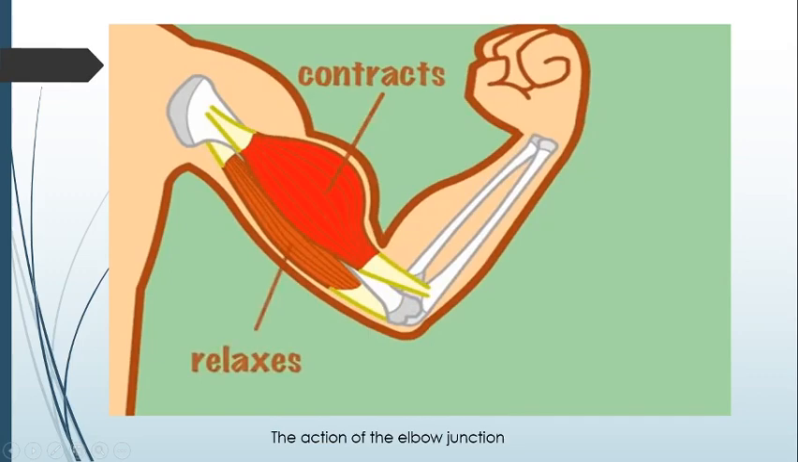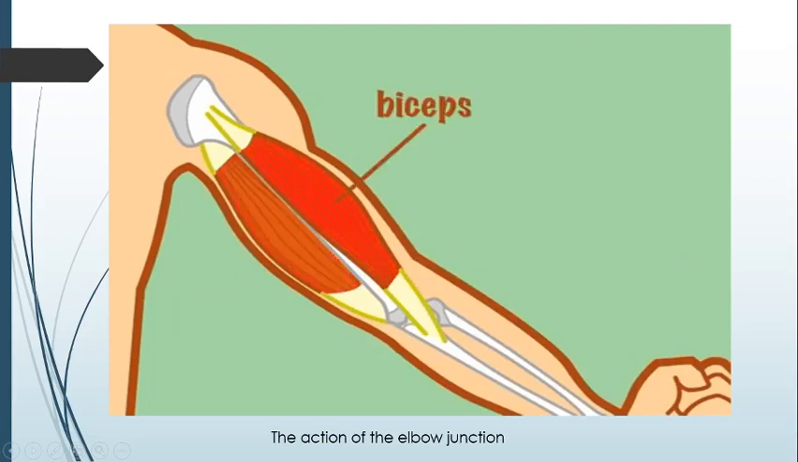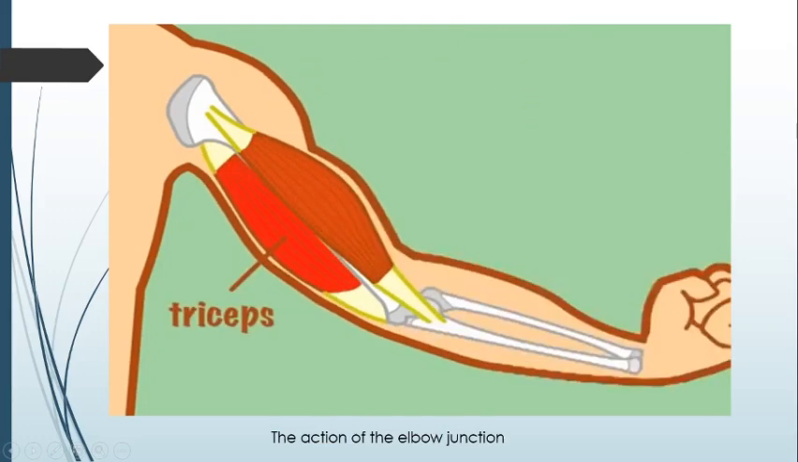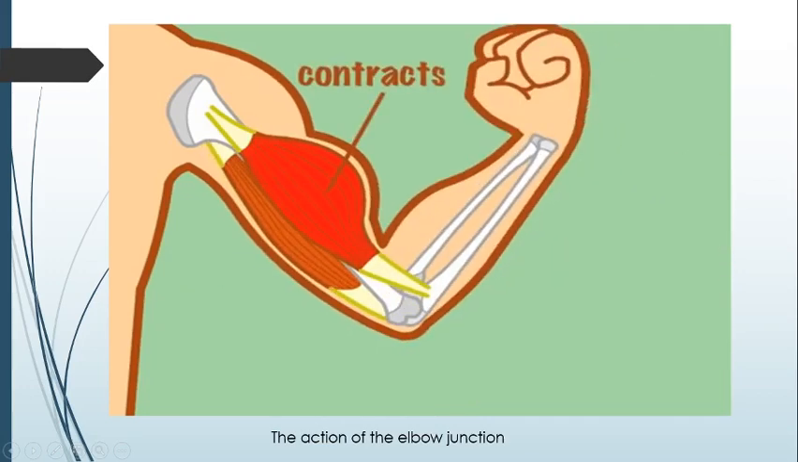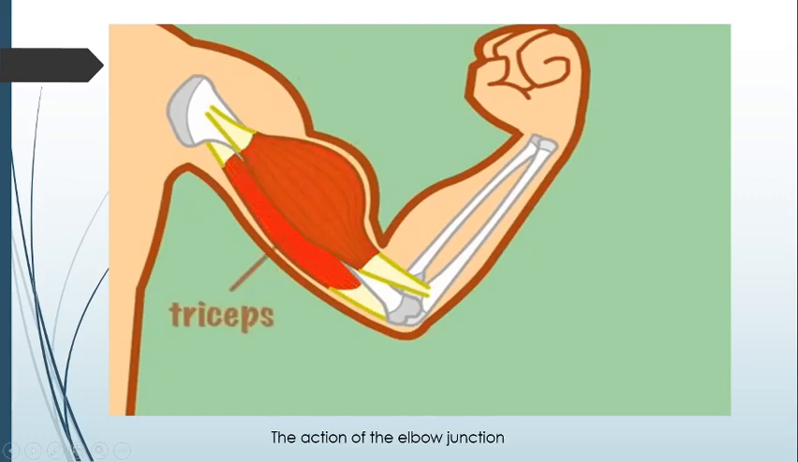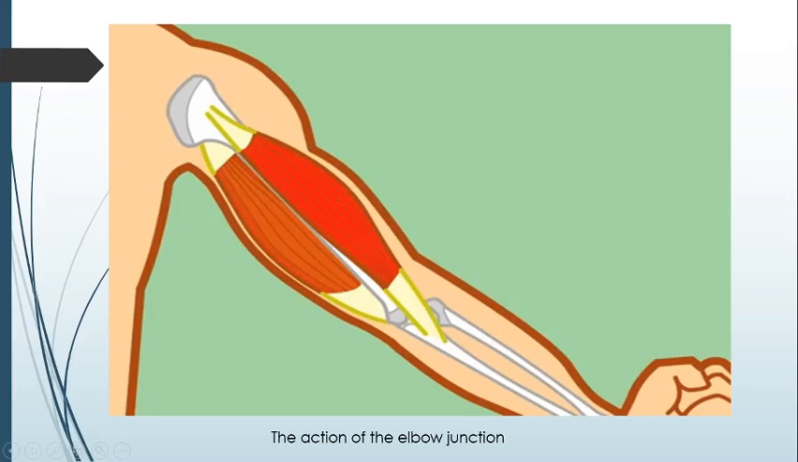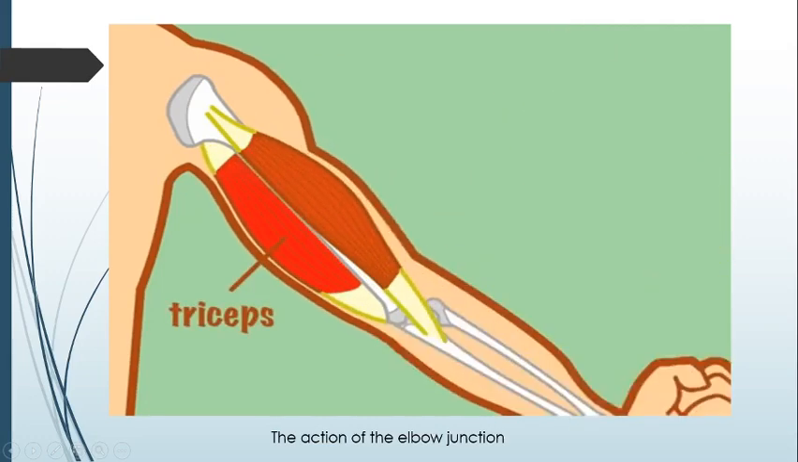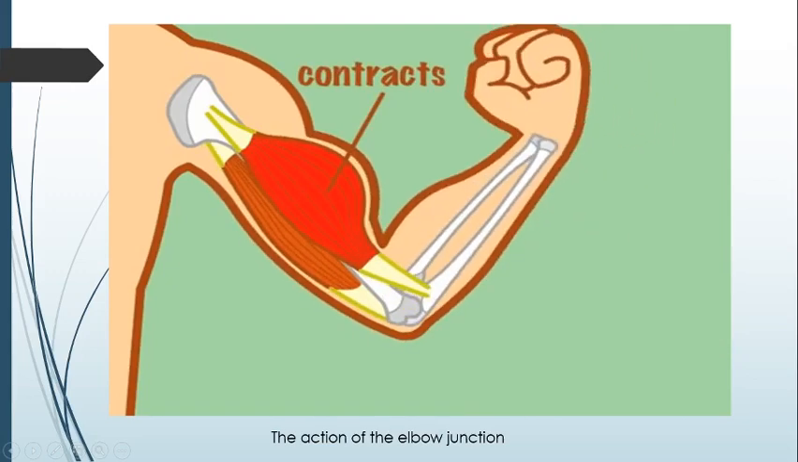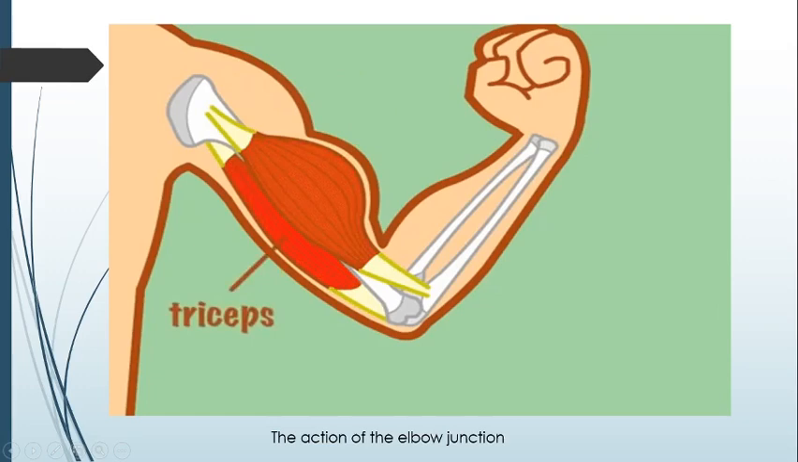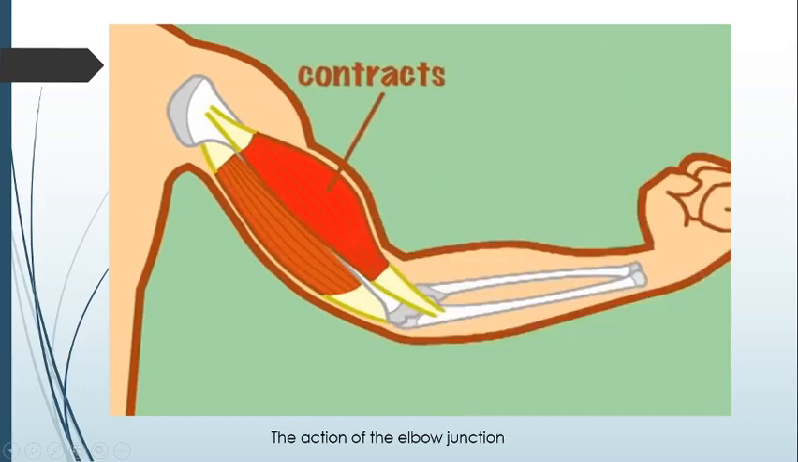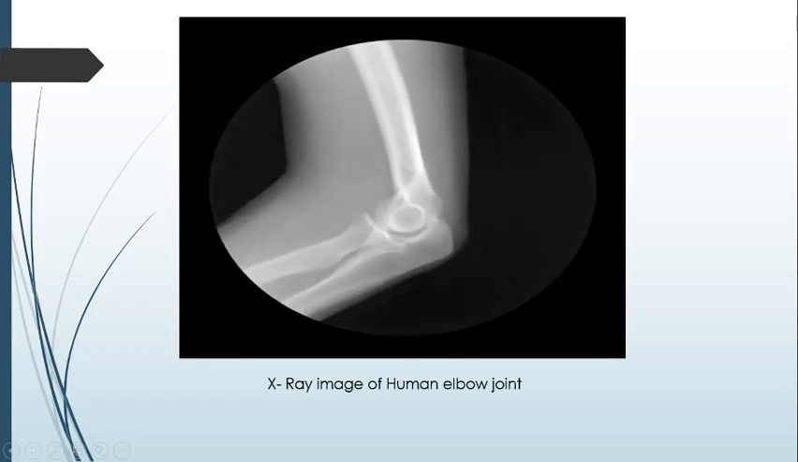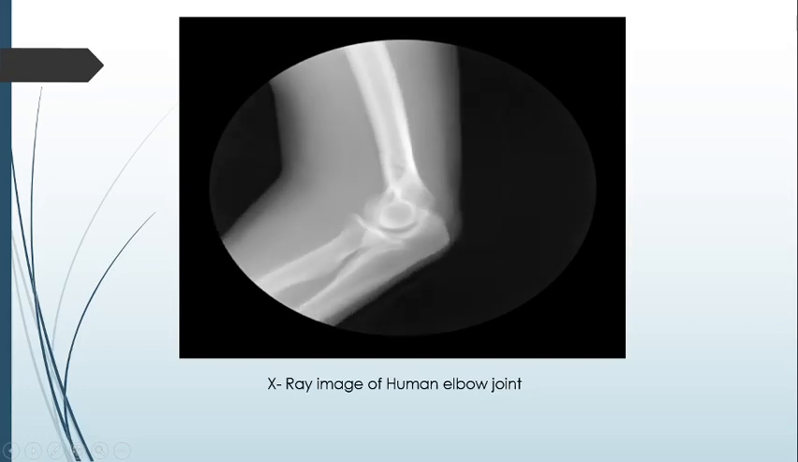This diagram shows how our elbow joint works. When the bicep muscle contracts, the tricep muscle becomes relaxed, and when we extend our hand, the tricep muscle contracts and the bicep muscle becomes relaxed. When one is contracting, the other one is relaxing. If we observe our elbow using an X-ray, the X-ray image appears like this.